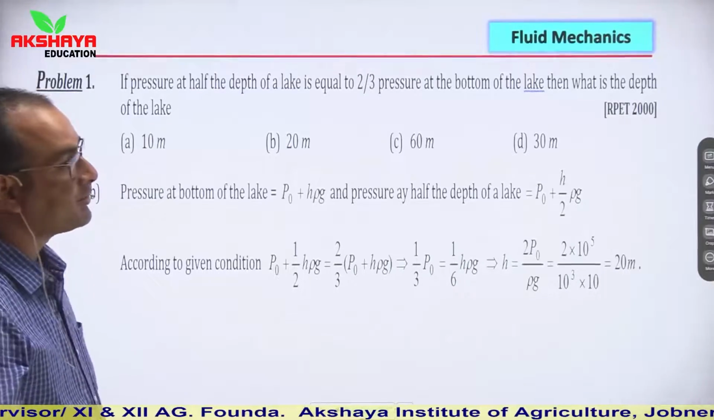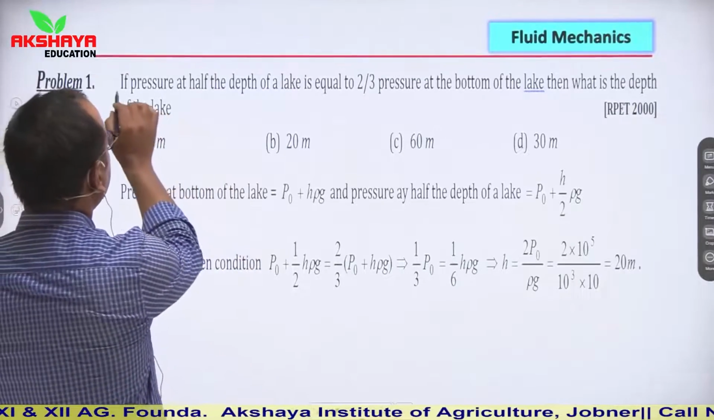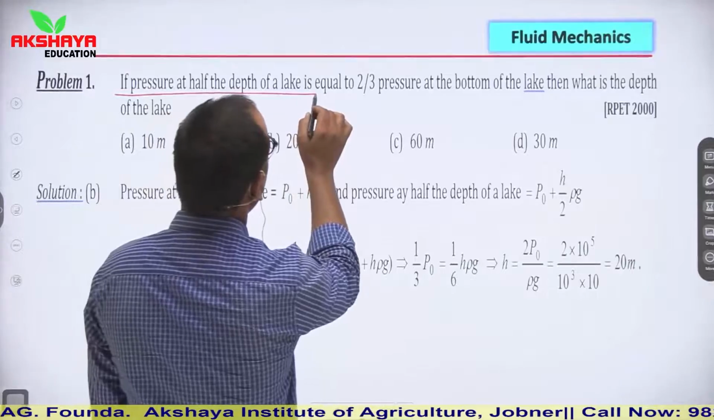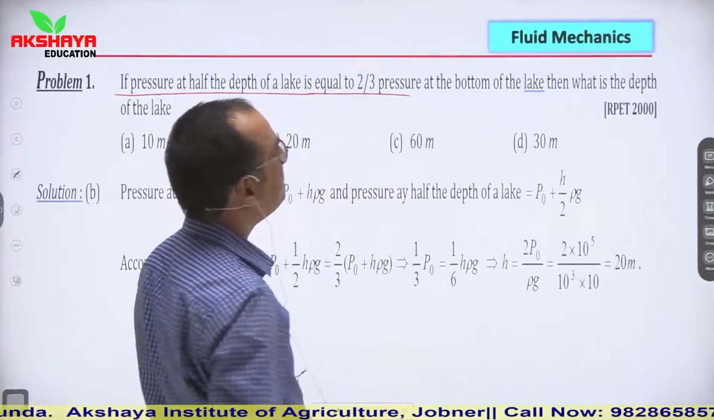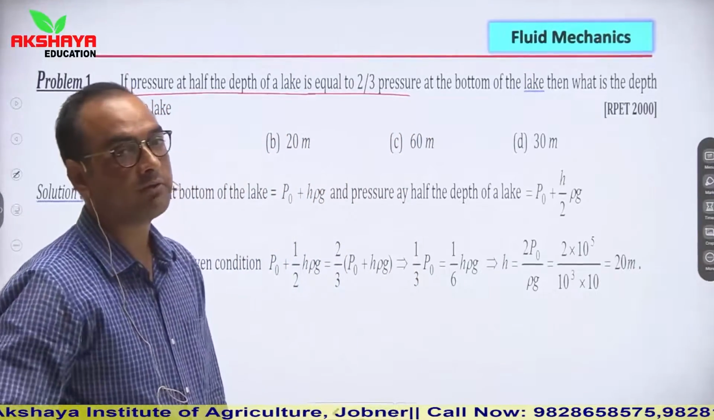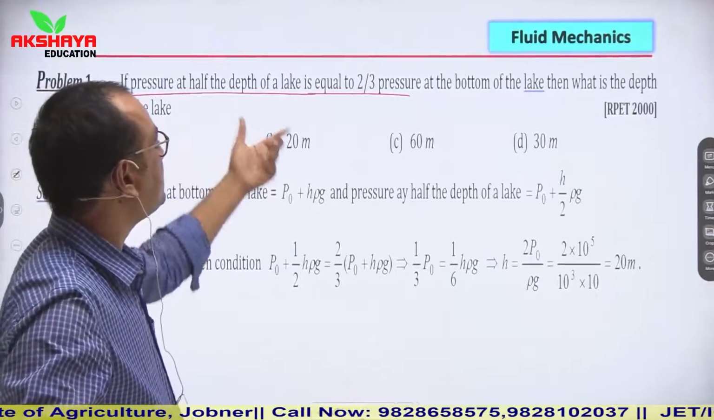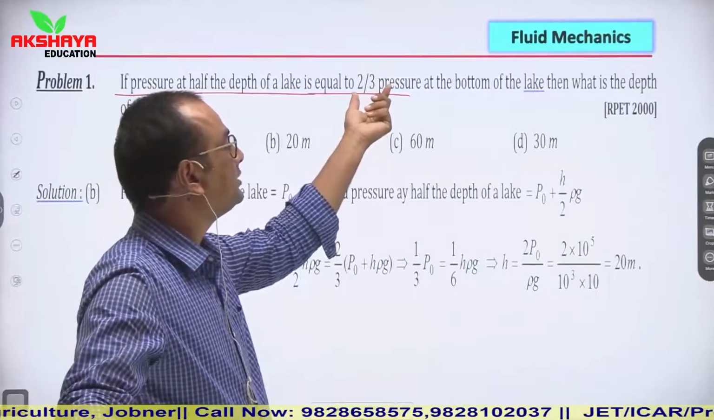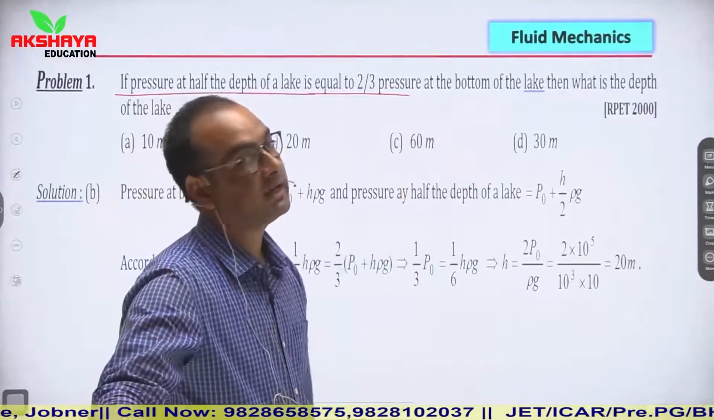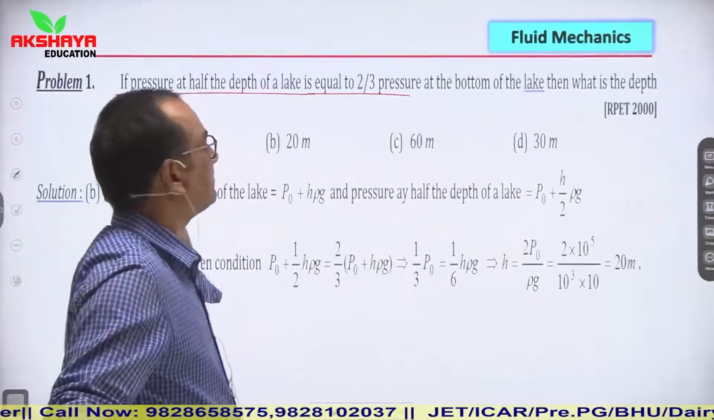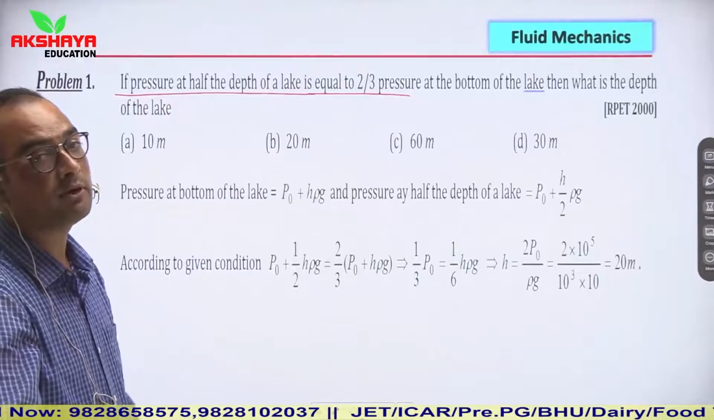Now let us discuss this problem. We are given that the pressure at half the depth of the lake is equal to 2 by 3 of the pressure at the bottom of the lake. So what we are given is that at half the depth, the pressure is equal to 2 by 3 times the pressure at the bottom of the lake. Then what is the depth of the lake? So we have to find the depth of the lake.